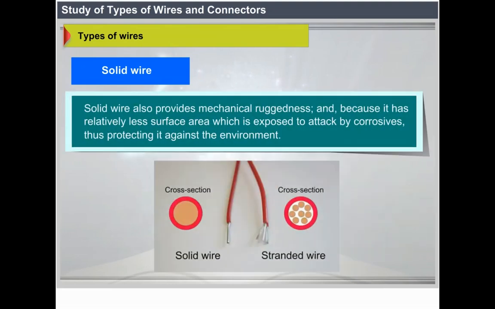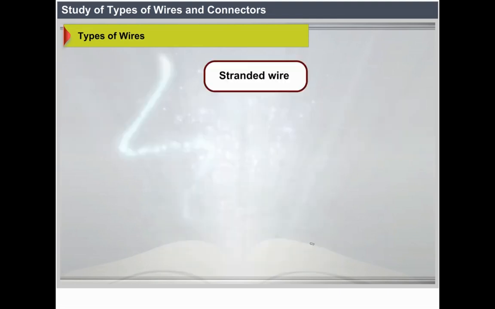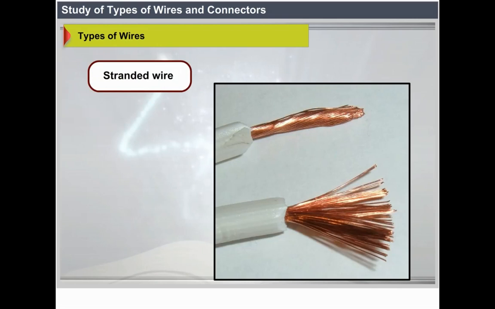Solid wire also provides mechanical ruggedness, and because it has relatively less surface area which is exposed to attack by corrosives, it is thus protected against the environment. Stranded wire.